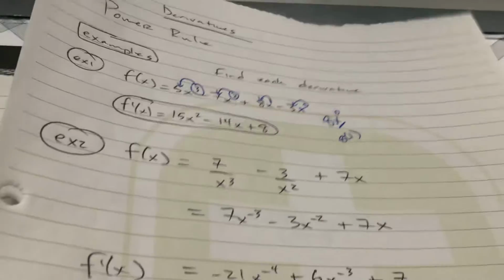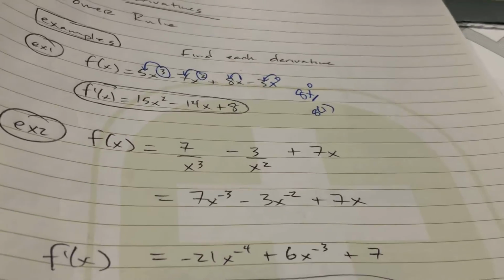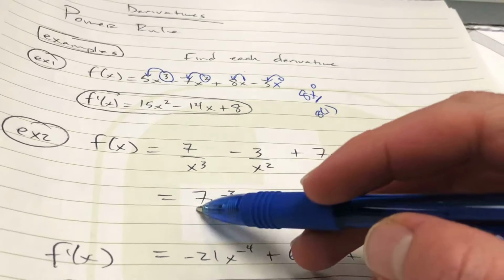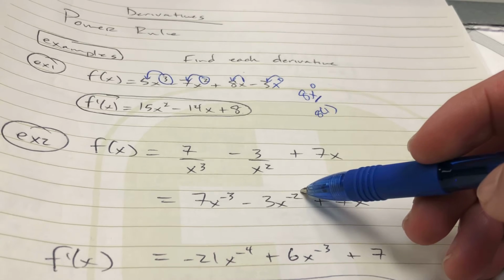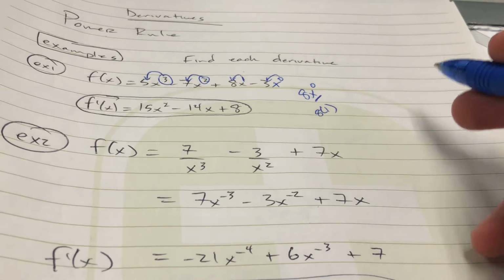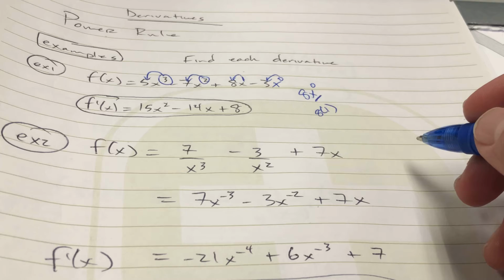All right, so in example 2, we want to rewrite f of x as 7x to the negative third minus 3x to the negative second plus 7x. That's still f of x. Then I will take the derivative of that.